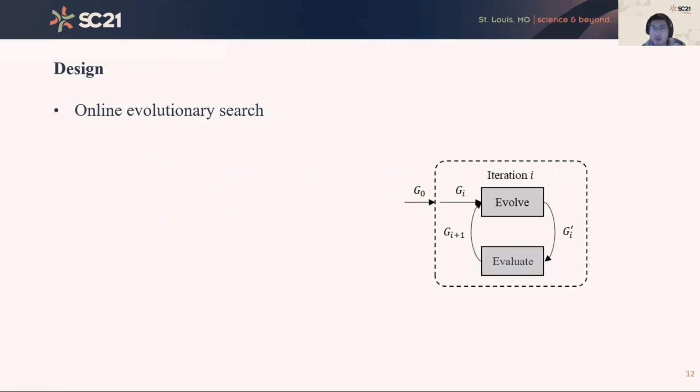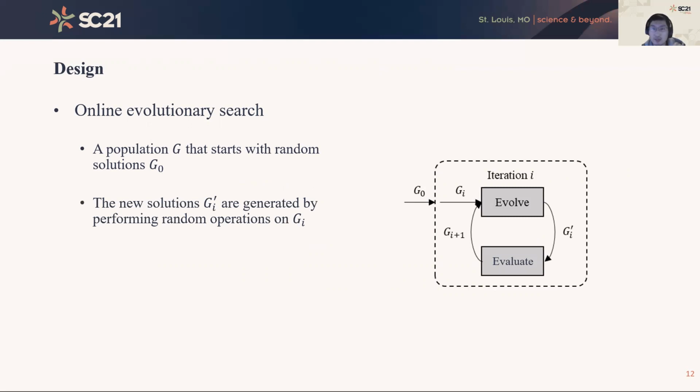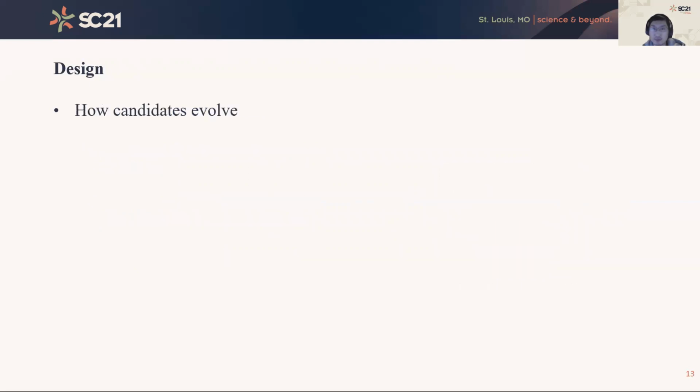The evolutionary algorithm works with a population of candidate solutions in an iterative way. The population G starts with random solutions G0. Then at every iteration i, the new solutions Gi prime are generated by performing random operations on Gi. Gi prime will be evaluated, and the top solutions from it will be selected as Gi plus 1. According to the real-time status, the scheduler performs random operations to generate new solutions.